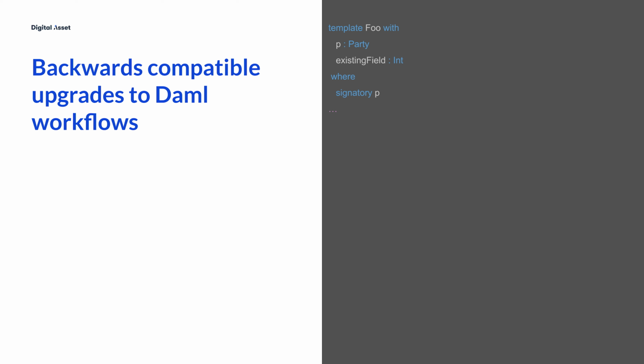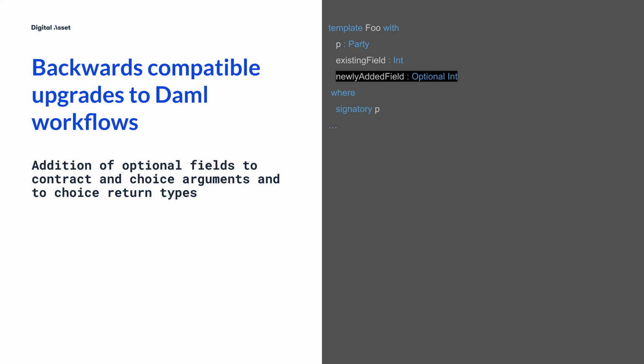Starting with version 2.9, Daml provides support for making backwards compatible changes to the workflows and their data to handle cross-version interactions with zero downtime. The following backwards compatible changes to Daml models are supported. Newer versions of a DAR package can add optional fields to contract and choice arguments, as well as to choice return types with the following default component behavior.